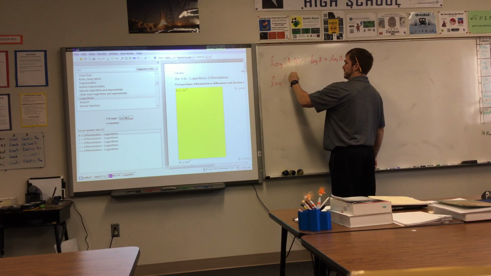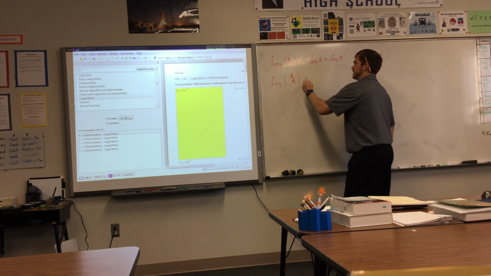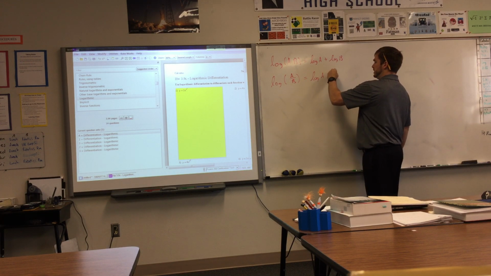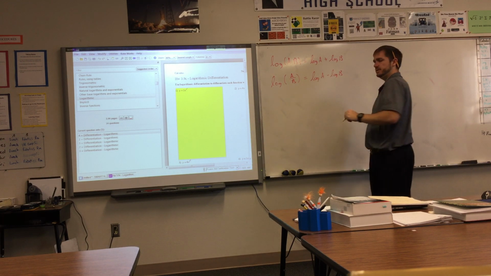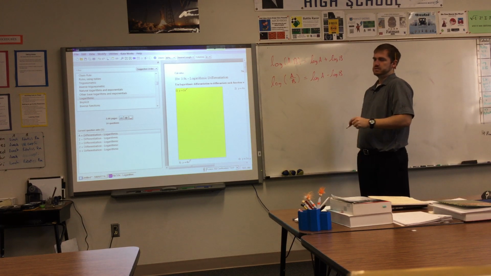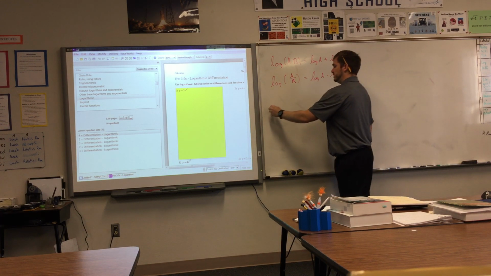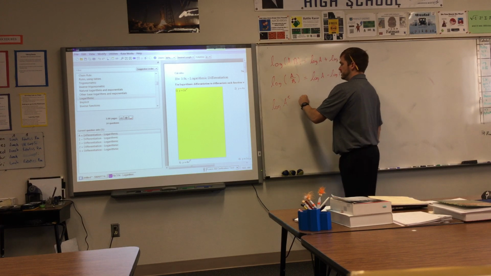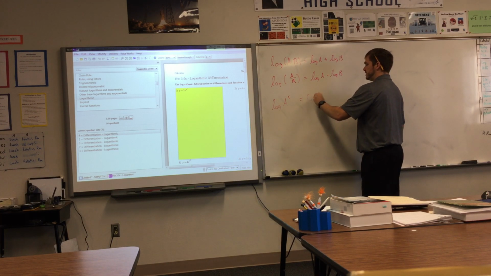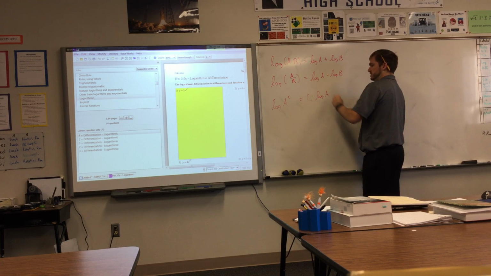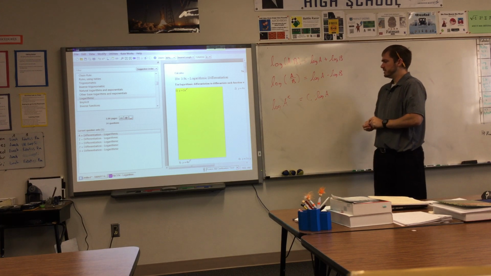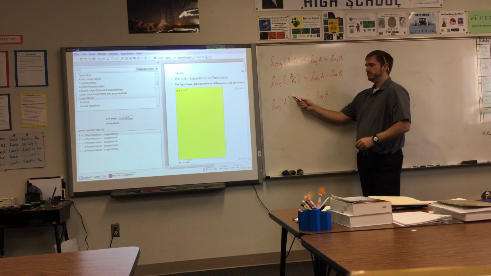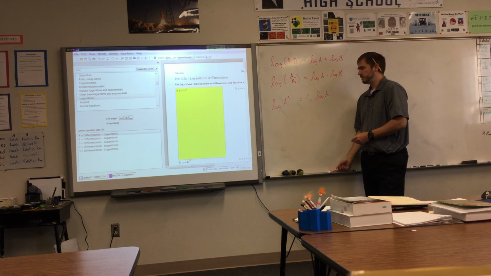The log of a quotient is equal to, yep, you guessed it, the difference of the logs. And then the log of A to the C is equal to C times log A. Kind of reminds us of a power rule, right? Just at least the moving of the exponent to a coefficient kind of thing.